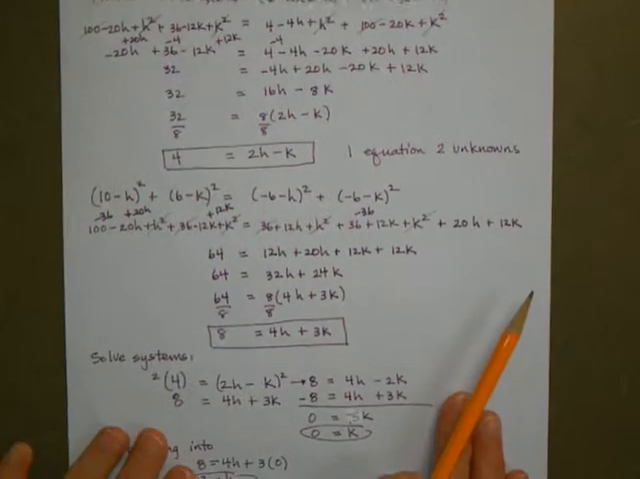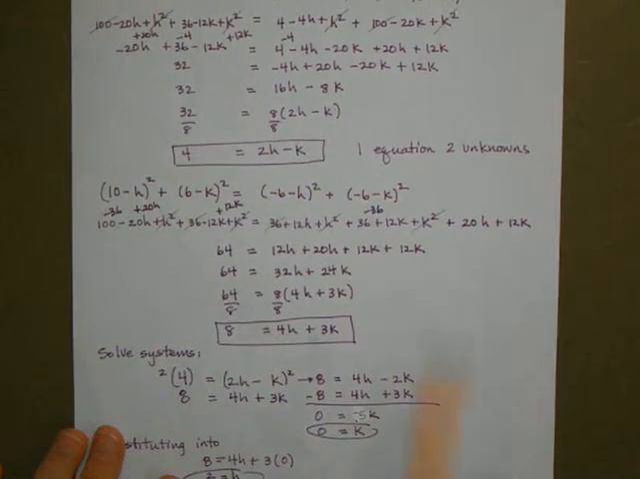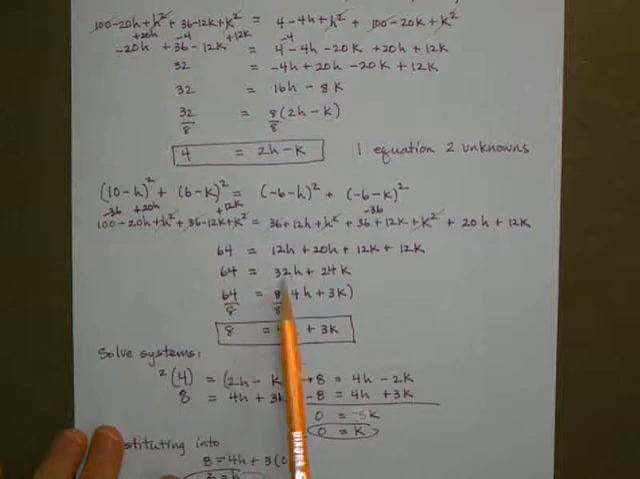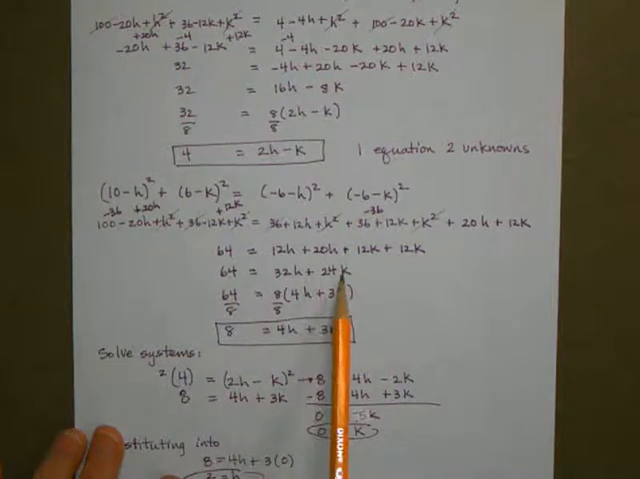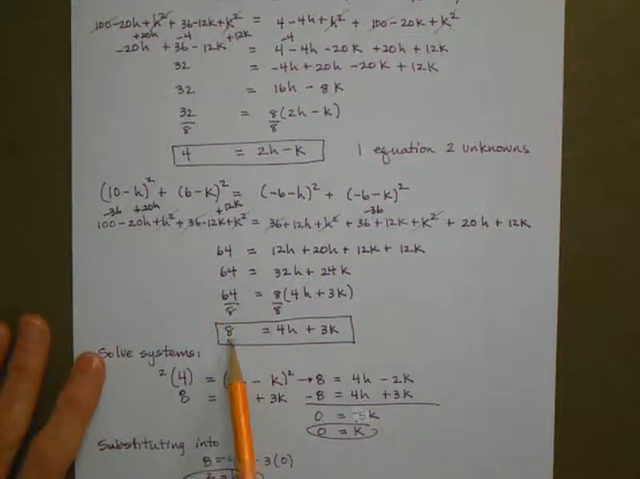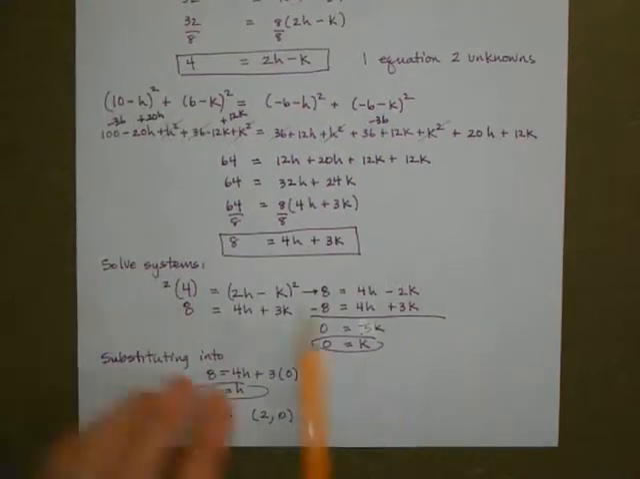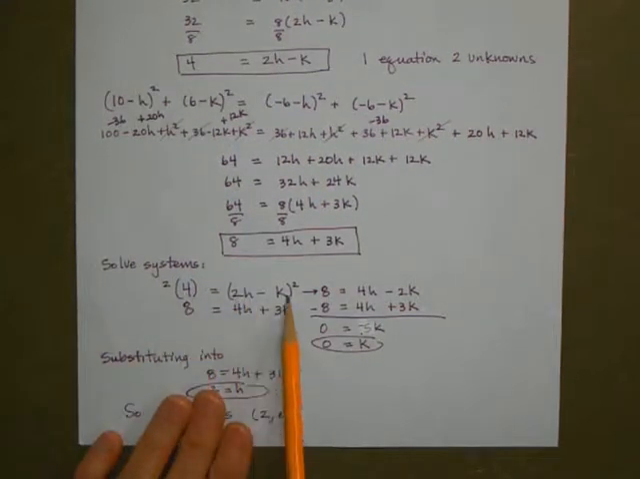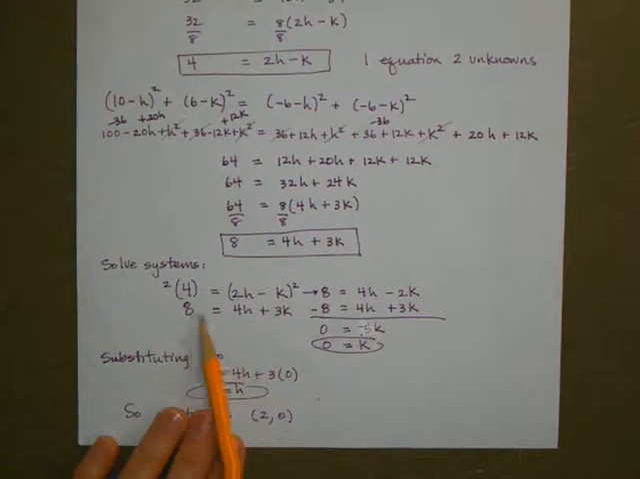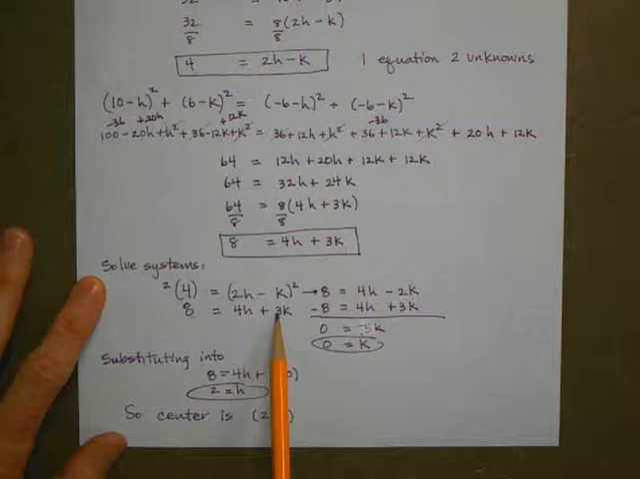All right, expanding and then combining like terms, I finally get to the point where I have 64 equals 32h plus 24k. Factoring out an 8 here, this is 8 times 4h plus 3k. Dividing through by 8, I finally get this second equation, 8 equals 4h plus 3k. Now I've got the two equations. I have the first one, 4 is equal to 2h minus k, and then the second equation, 8 equals 4h plus 3k. So now I can solve a system of equations. I told you this was ugly.